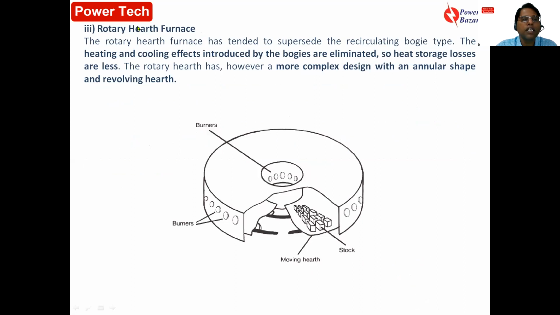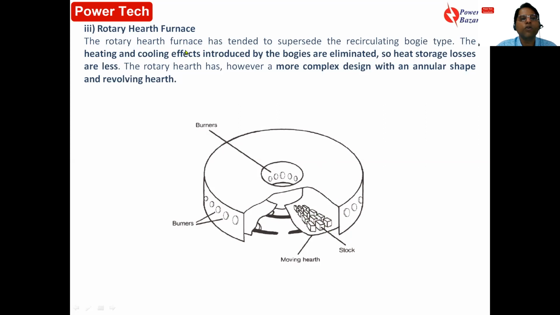Now, rotary hearth furnace is utilized basically for small components to be heated up. In this case, what will happen? There is a rotary system in which the hearth keeps on moving, and you input the material, charge the material. Now it gets heated up. The burners are placed in the circular periphery. Now it moves at a slower speed, and you get heated materials from the exit point.